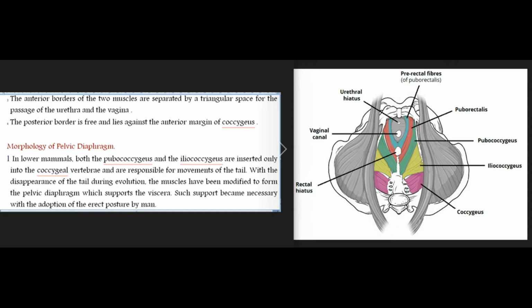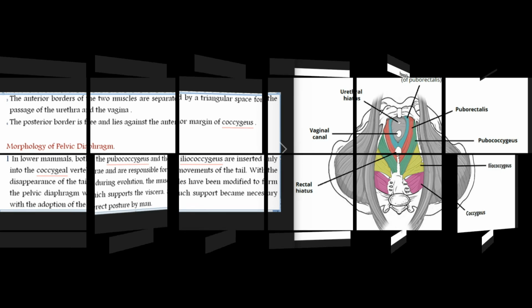Morphology of pelvic diaphragm. 1. In lower mammals, both the pubicoccygeus and the iliacoccygeus are inserted only into the coccygeal vertebrae and are responsible for movements of the tail. With the disappearance of the tail during evolution, the muscles have been modified to form the pelvic diaphragm, which supports the viscera. Such support became necessary with the adoption of the erect posture by man.